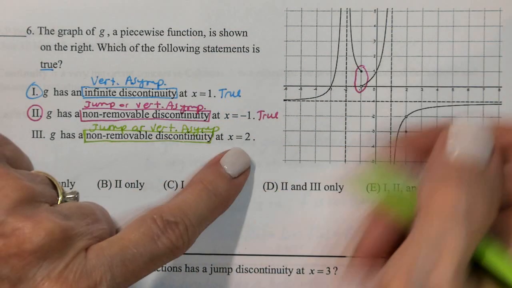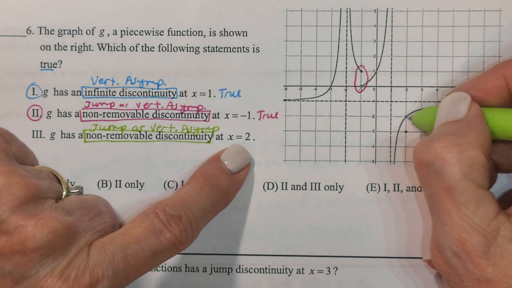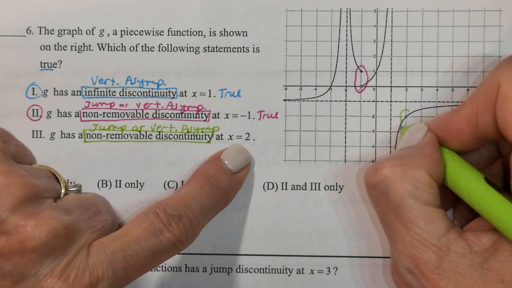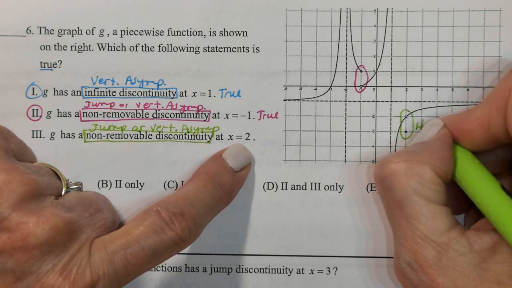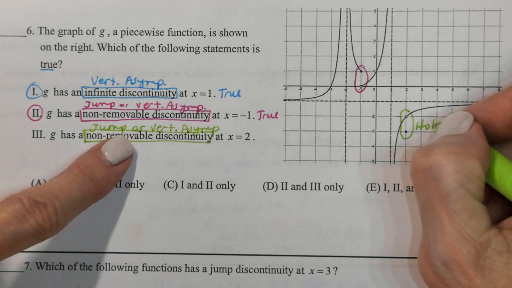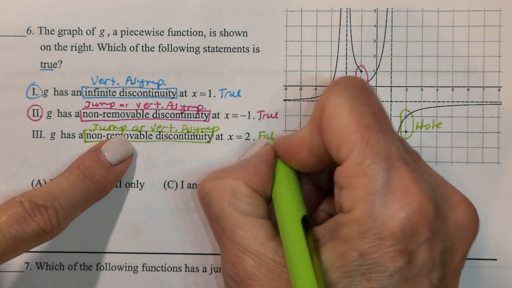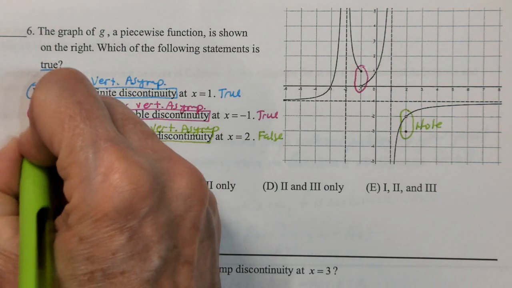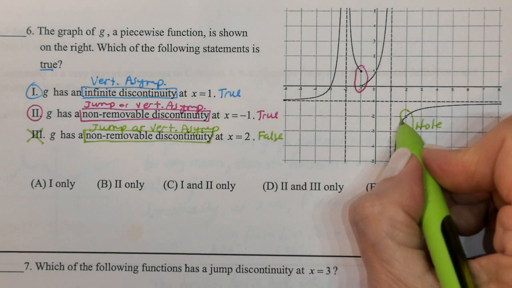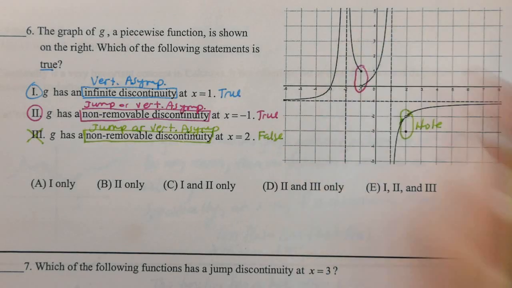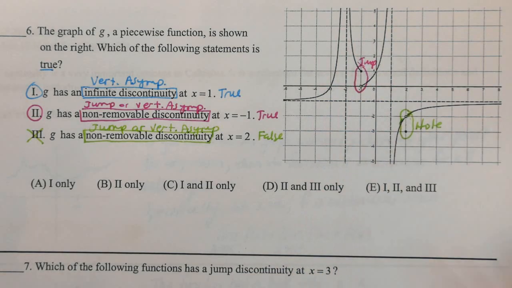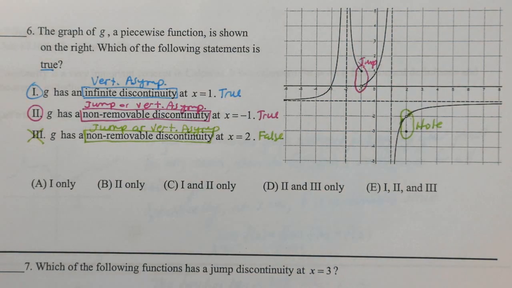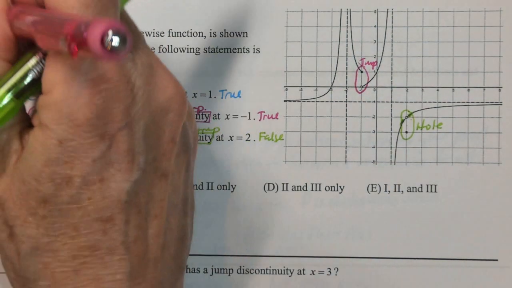At x equals 2, is this a jump? No, it is not. That is a hole, not a jump. So this one is false. Limit from the left equals limit from the right. That's a hole. This one is a jump. Okay, so 1 and 2 only, let's see.